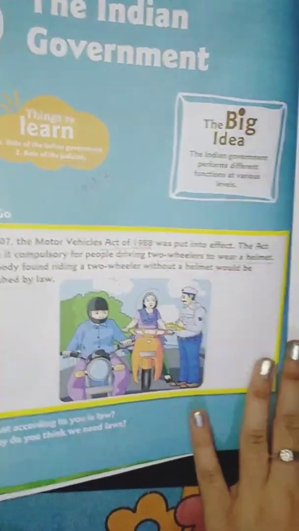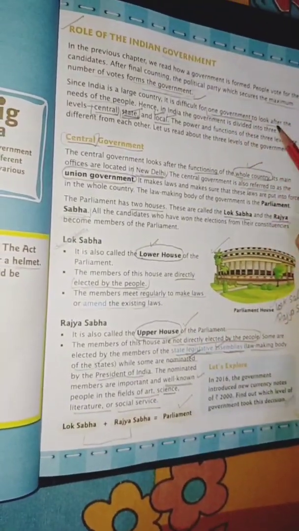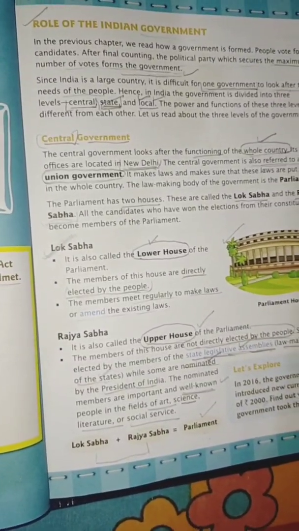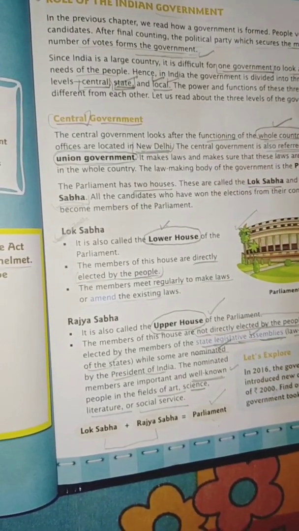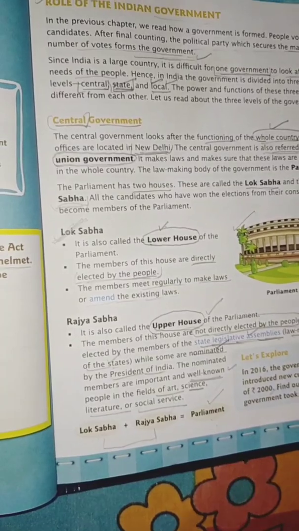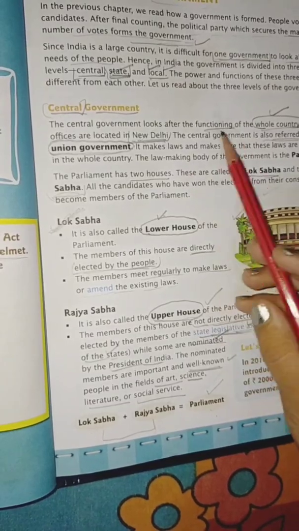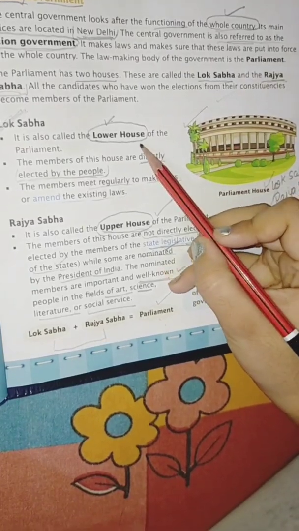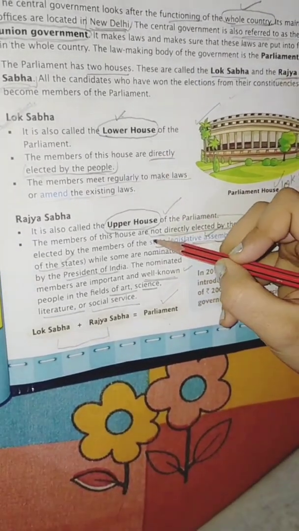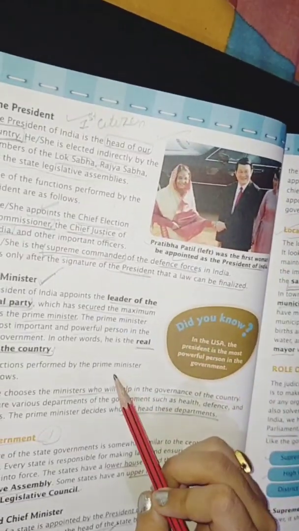What we discussed in this chapter: we came to know about law, what law is, and the main role of the Indian government. Further, we came to know that the Indian government is divided into three parts: the central, state and the local one. The central government works at the central level, for the whole country. Then we learned about the parliament, which comprises two houses: the Lok Sabha and the Rajya Sabha. Lok Sabha is considered the lower house and Rajya Sabha the upper house. We also came to know about the powers of the president and the prime minister.